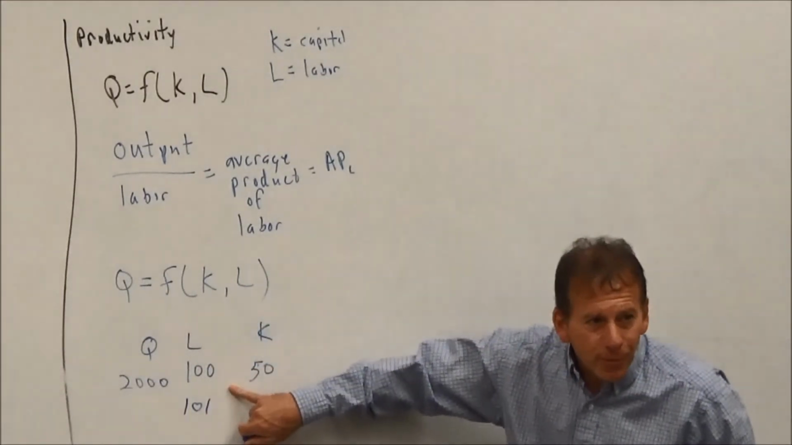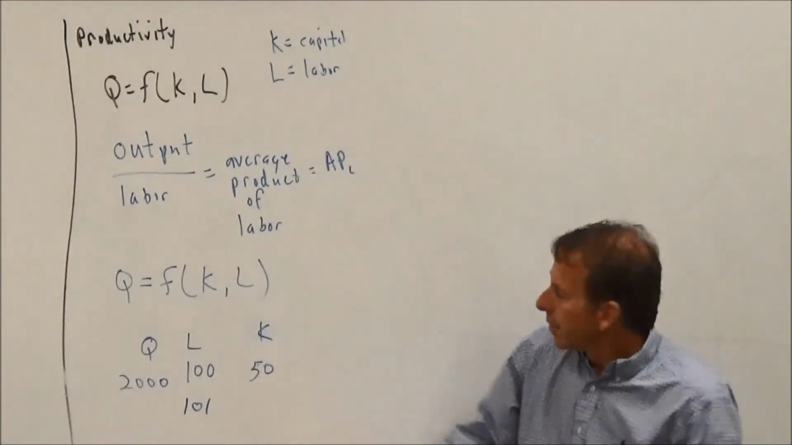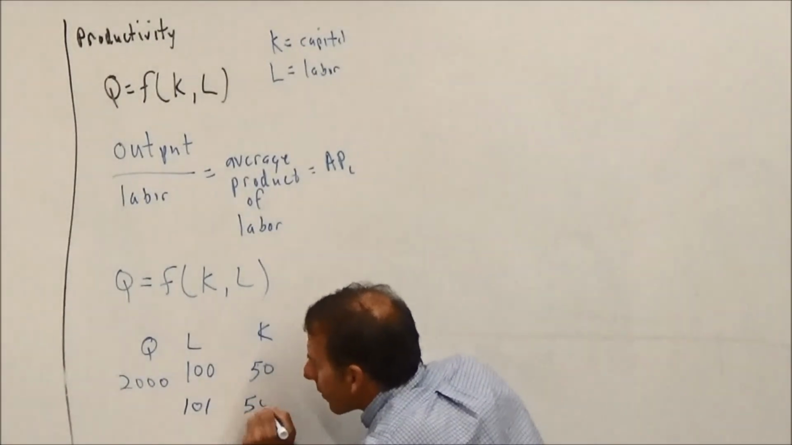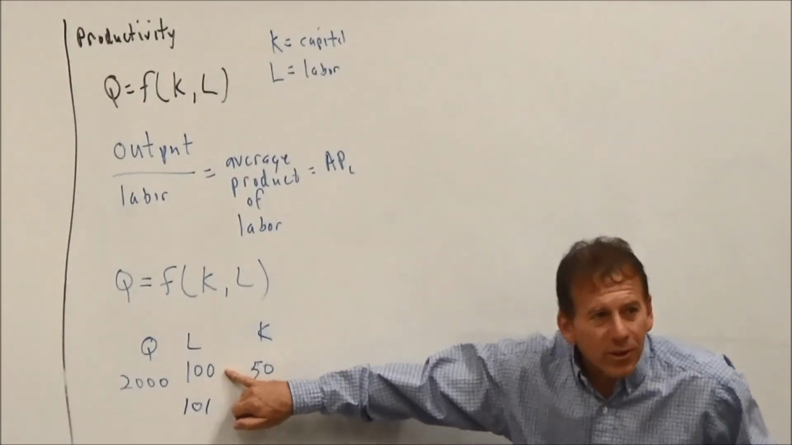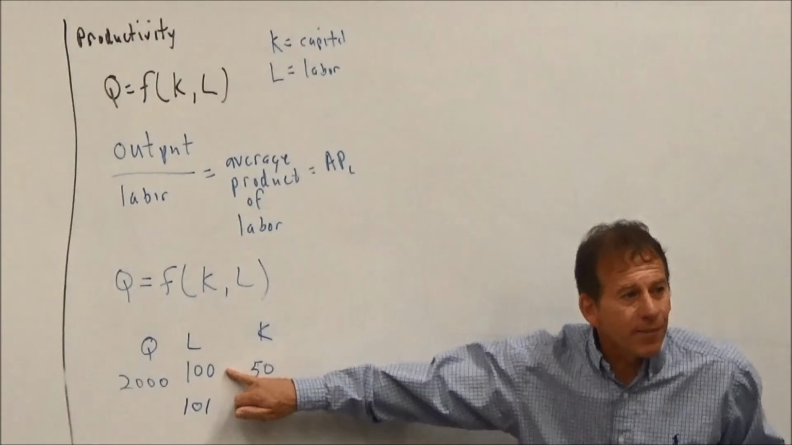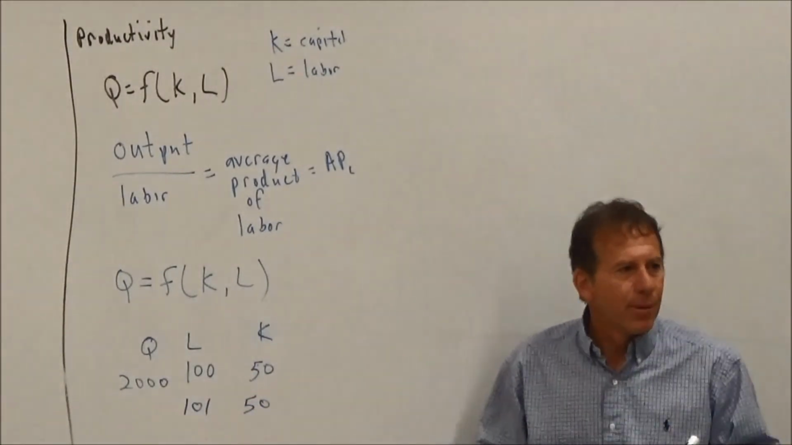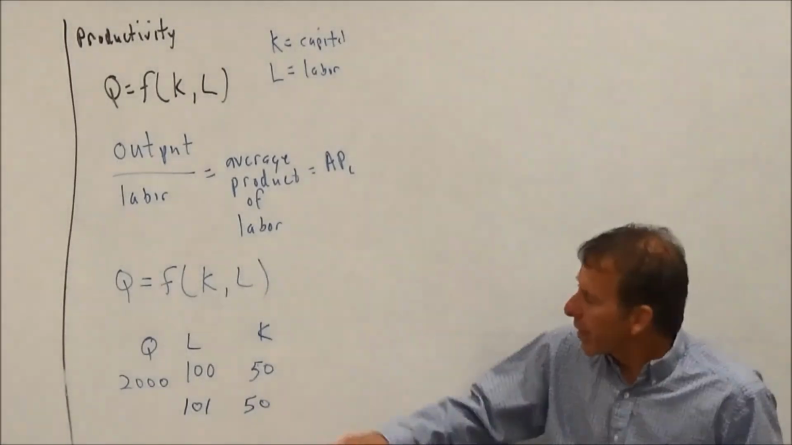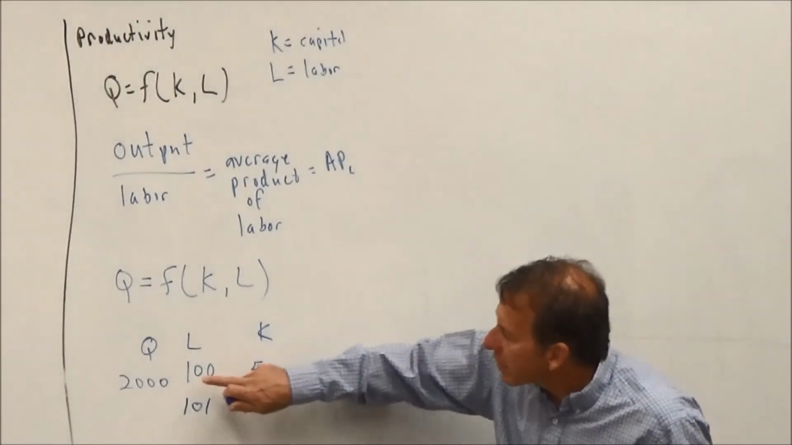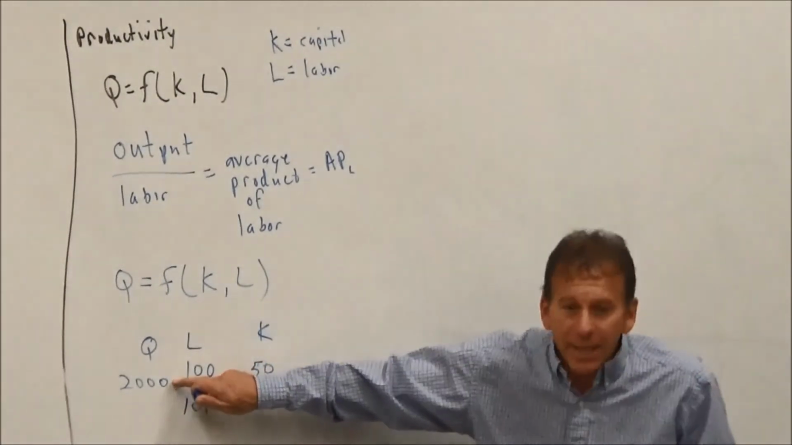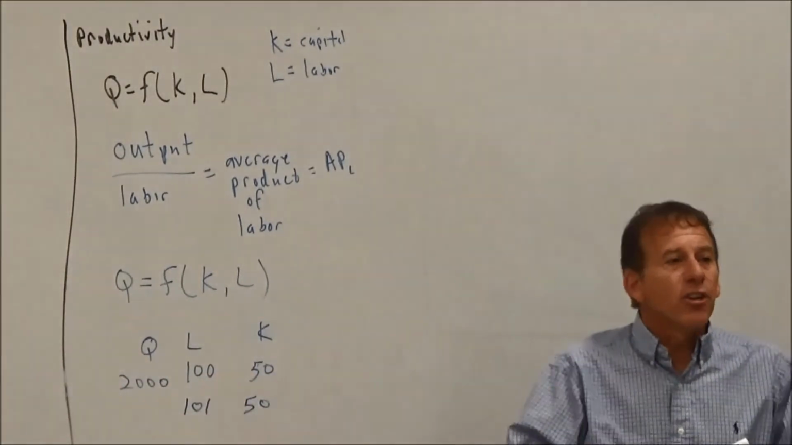You are the 101st person. They keep capital the same. So now, what a company is trying to figure out is how valuable you are to them. You see? Because if you're valuable, then the output should go up. And if the output goes up, then you're worth hiring.